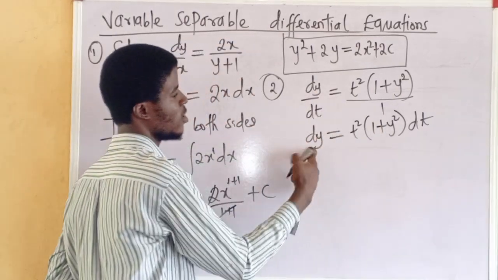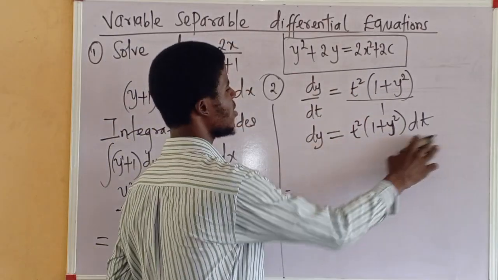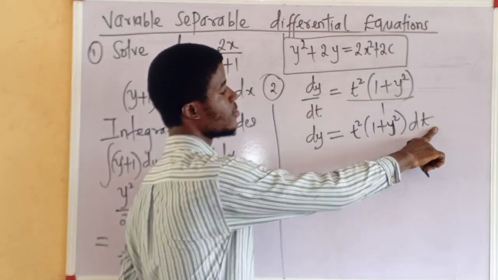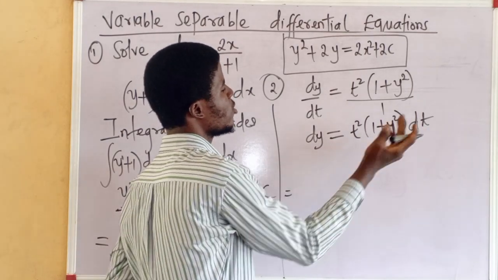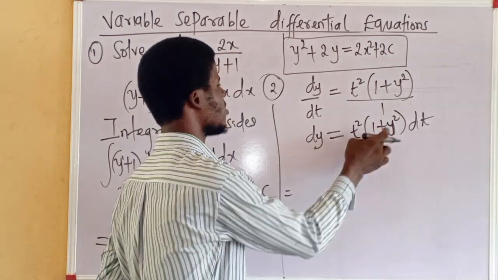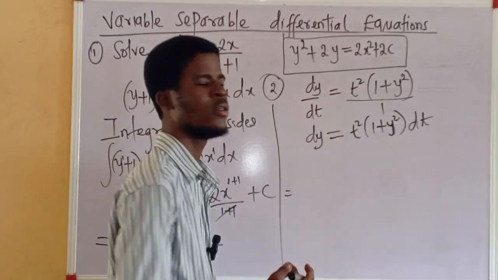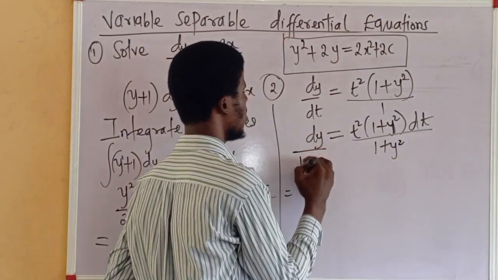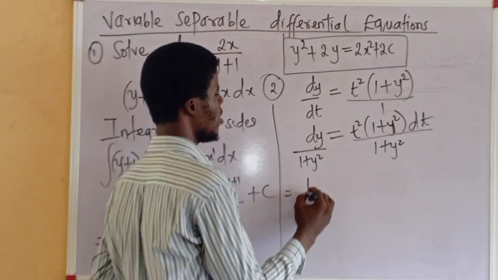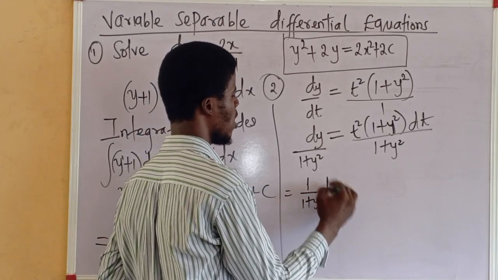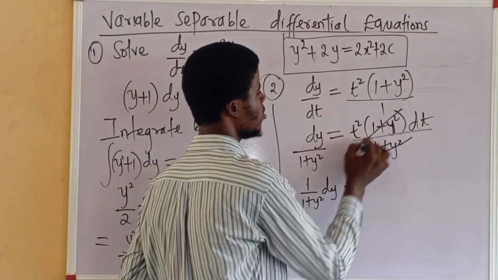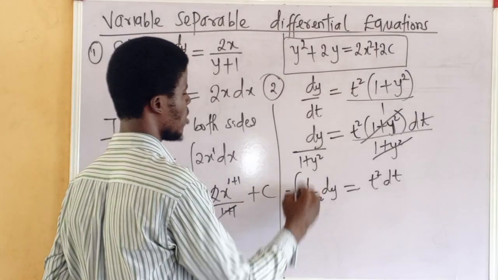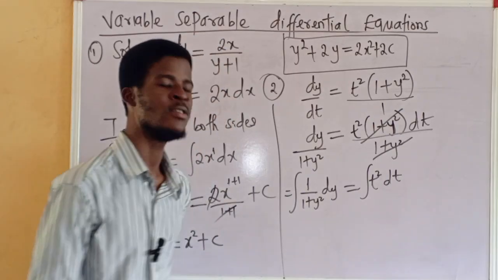On the right hand side, we have the function of t, the function of y, and dt. So let us remove this function of y, the term involving y, and take it to the other side. We can do that by dividing both sides by 1 plus y squared. So 1 over (1 plus y squared) dy is equal to t squared dt, after cancelling. Having done this, we can now take the integral of both sides.